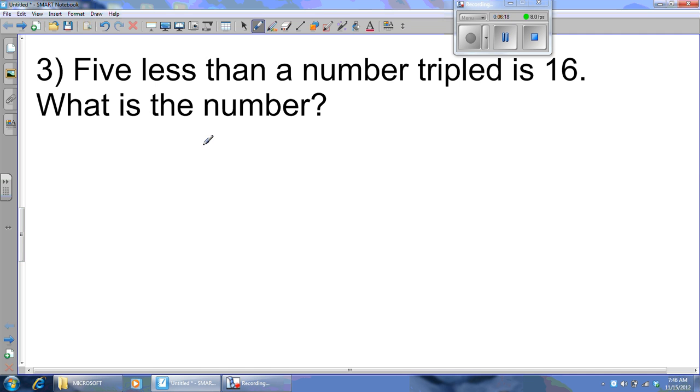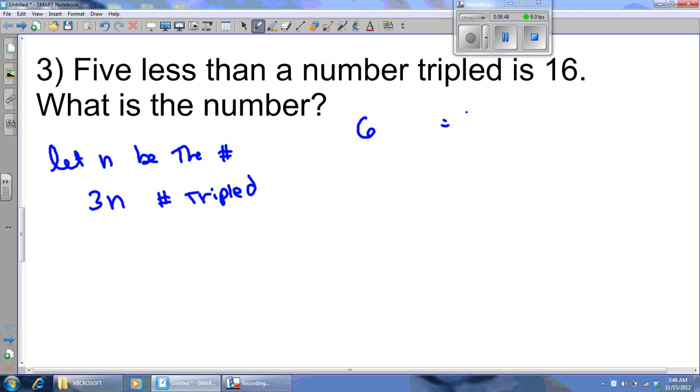All right. This time I need 5 less than a number tripled. So let n be the number. So then 3n is the number tripled, right? Now I need 5 less than that. Some of you are going to write 5 minus, and that's just not the case. Let's play a little game. I give you a number, you give me 5 less than it. 6. Of course, the answer is 1. How'd you get there? I subtracted 5. That's how I took 5 less than the number.